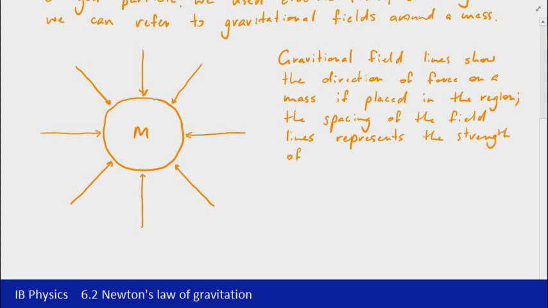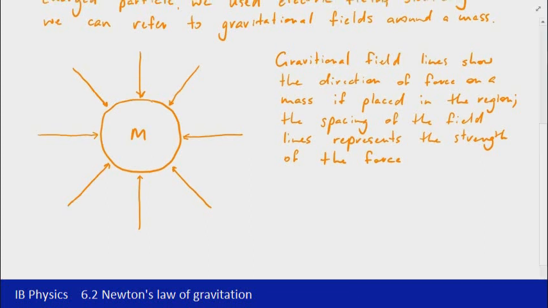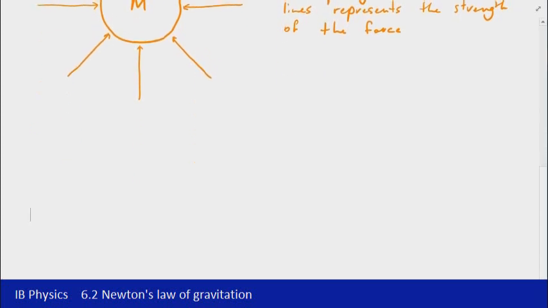Those ideas are similar for all fields. The only difference really is what it is that's causing the field, whether it's charges in electric fields, masses in gravitational fields, or magnetic poles or currents producing a magnetic field. Now, just as there are a few different ways of calculating the electric field strength, there are a couple of different ways to consider gravitational field strength as well. The first and the simplest way is simply to consider the definition that we've just jotted down.